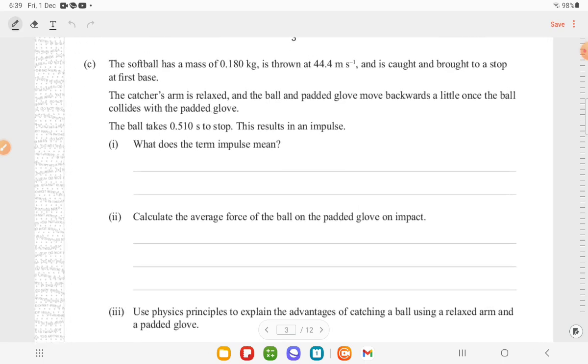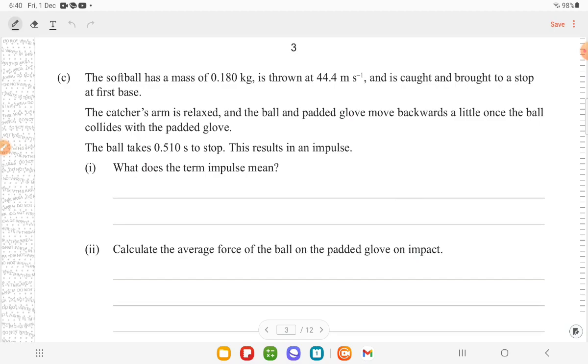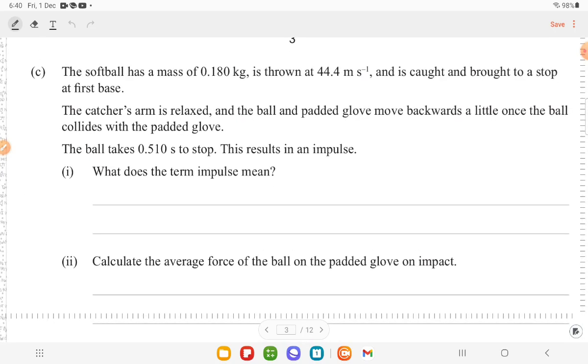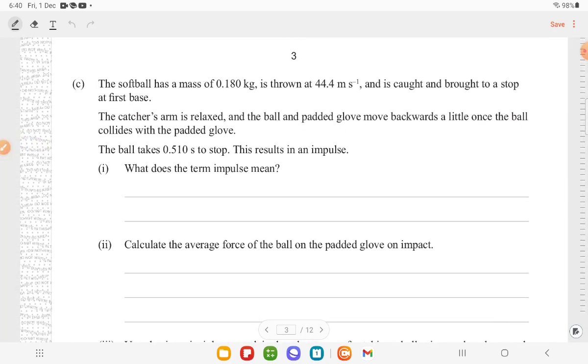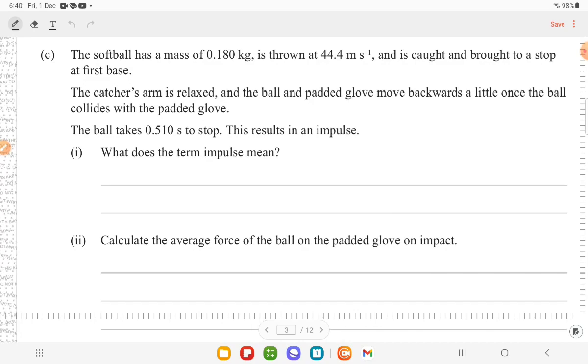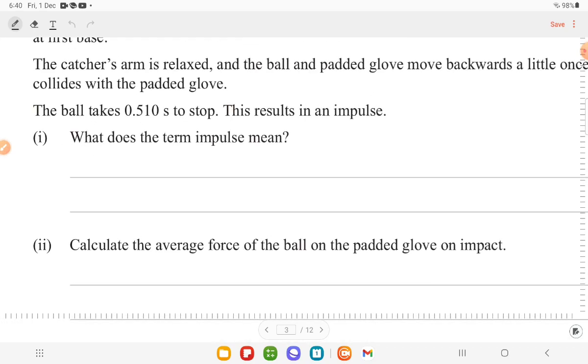The softball has a mass of 0.18 kilograms, is thrown at 44.4 meters per second, and is caught and brought to stop at first base. The catcher's arm is relaxed, and the ball and padded glove move backwards a little once the ball collides with the padded glove. The ball takes 0.51 seconds to stop. This results in an impulse. What does the term impulse mean?